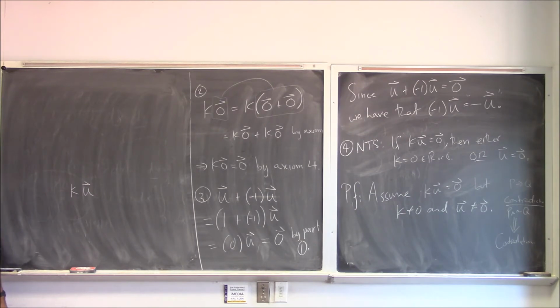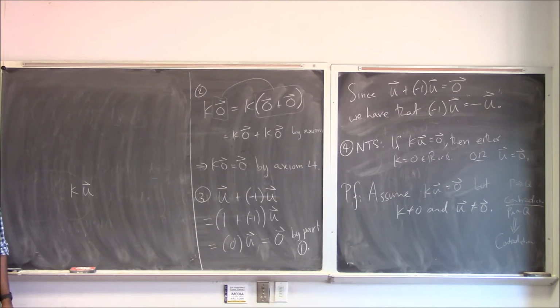So basically what you're telling me is that if I have a non-zero real number multiplied by a non-zero vector, then the answer has to be non-zero. It's kind of begging the question. That's what you want to prove. I'll give you a hint.